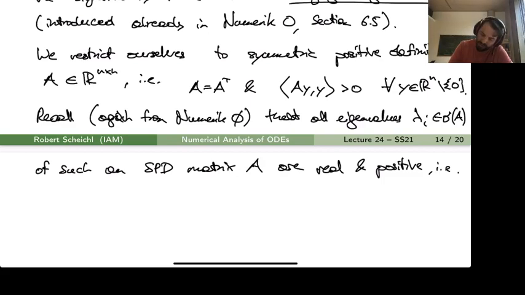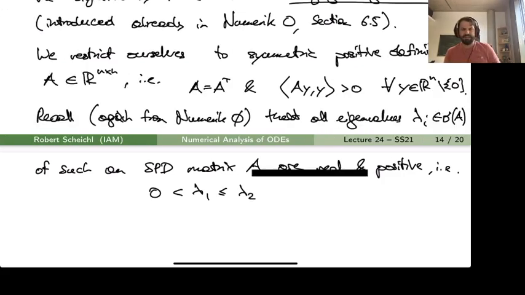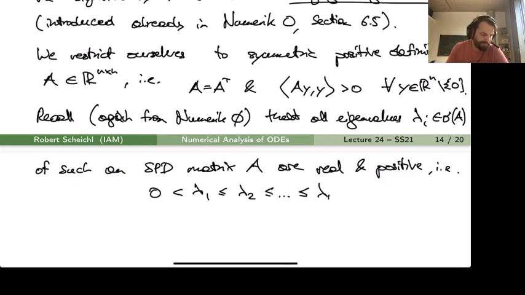So 0 is strictly less than lambda 1. I'm going to number them. I order them by size. Lambda 1 is less than or equal to lambda 2, less than or equal to all the way up to lambda n, which is finite. So we will need this a lot in our analyses below.